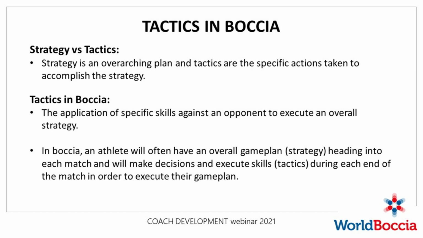This can include specific skills and actions right from the start of a match, or even in the call box, such as selecting ball arrangement, and obviously shot selection during an end. In boccia, an athlete will often have an overall game plan or strategy heading into a match, which is probably determined between the athlete and a coach. Then the athlete has to make decisions and execute specific skills, which are the tactics, during each end of the match in order to execute their overall game plan.